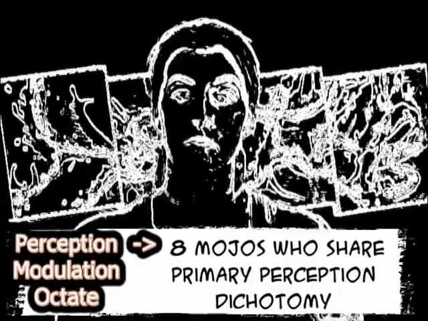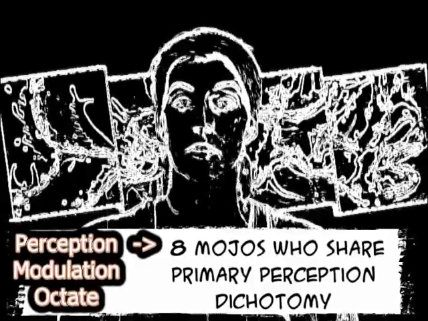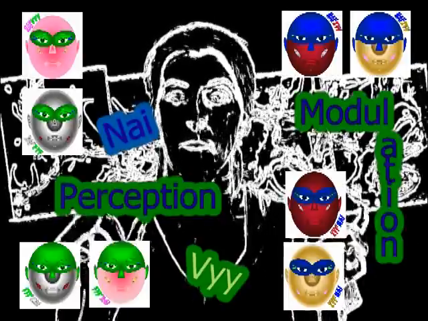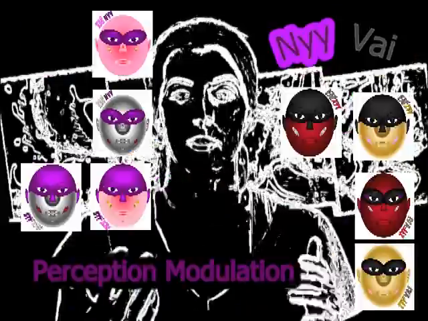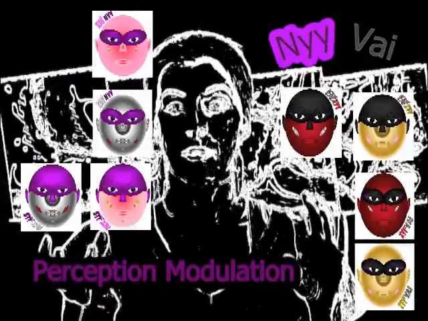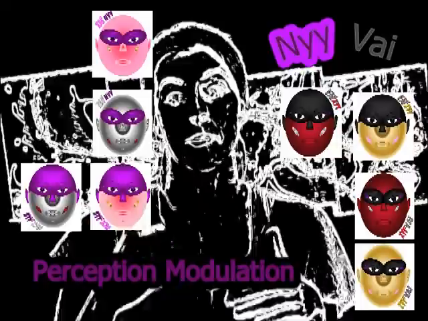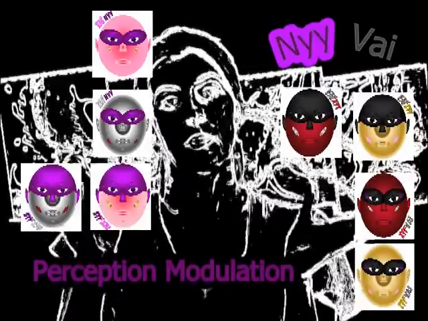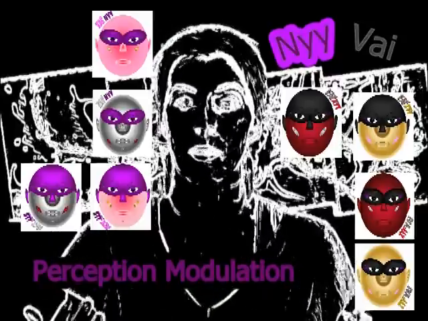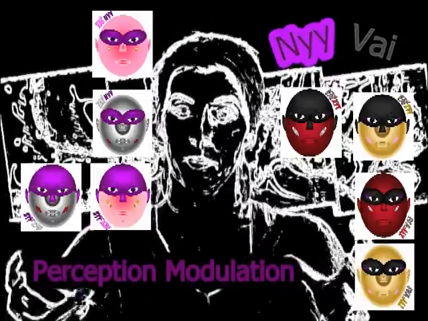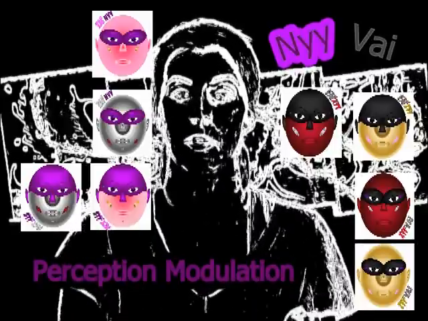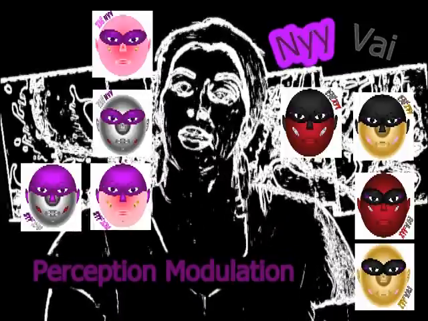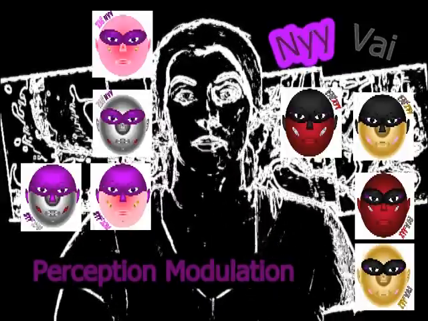You can also look at social alchemy in terms of the perception modulation octets, which would be the 8 mojos that share the same perception balancing. For me, it would be the Vi and the Ni. Those would be my 2 perceptions that I have as my conscious powers, the Ni first and then the Vi, and how they counterbalance one another. That will tell you a lot about yourself and about the other people that have that same modulation counterbalance in their perception and their way of gathering information, and about how the other ones work as well.